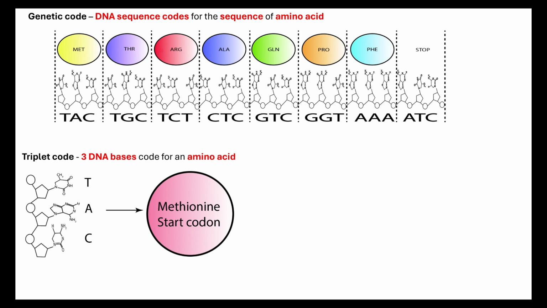For example, the codon TAC is going to code for methionine, the start codon, therefore the first amino acid in our chain. We also need to remember that the genetic code is non-overlapping. Non-overlapping, so it's always read in the 3 triplet bases, and it is universal, so it's found in all organisms because they all use exactly the same code.